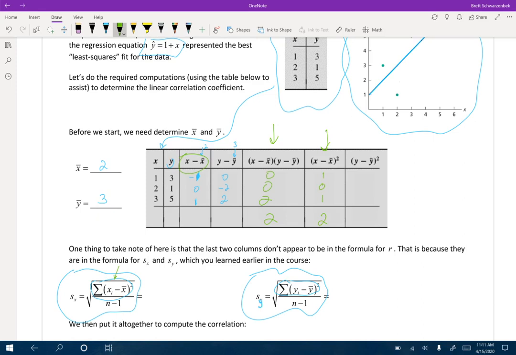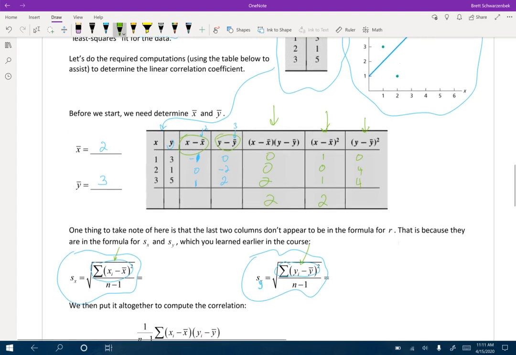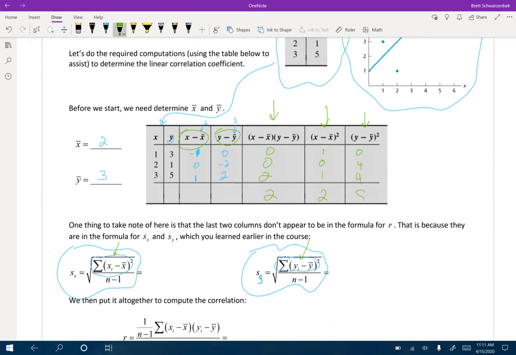Last thing, in order to find the standard deviation of the y's, we need to find the sum of the y minus y bars, which is here. So therefore, we have to square this column. So we're going to get 0, 4, and 4. We've done some of this already, but it's valuable to see it live. If we add this column up, we get 8. Okay, so let's get rid of all this. I didn't mean to get rid of this right here.